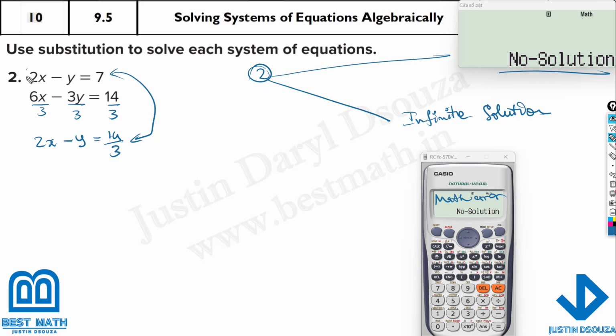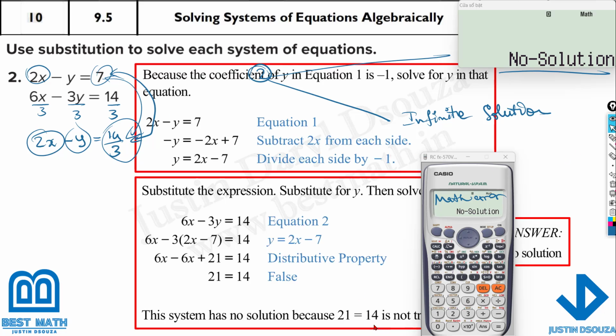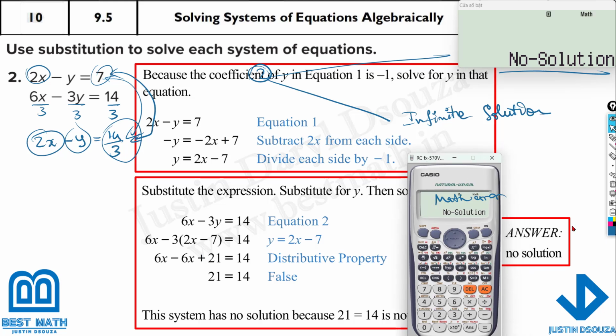Just look at this coefficient and try to get the other equation the same as this. Just solve it up. If they both are the same, then what do you say? It is infinite solutions. But if it is not the same, just over here we can see there are different values. 7 and 14 by 3 is not the same. All the terms must be equal, but they are not. So we call it no solution. And that's it. So here the answer is no solution. It's not true: when you solve it up, 21 is not equal to 14. So we call it no solution. As you can see, that's the answer.